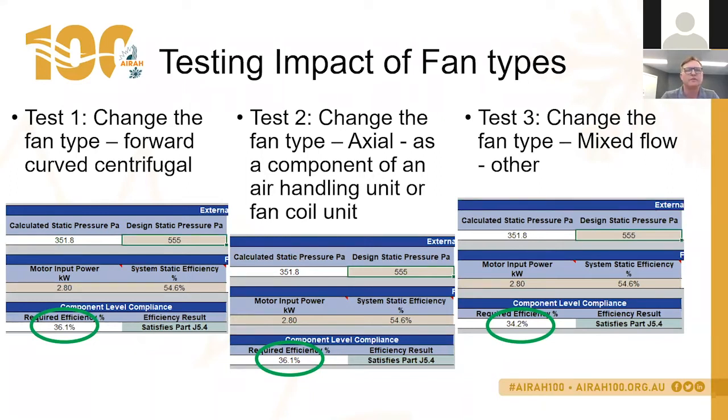So just doing a little bit of testing and playing around and looking at different fans. If we look at using a forward curved, so the fan that we were using was a backward curved centrifugal. For a forward curved centrifugal, we actually have a required efficiency of only 36.1%. If we change it to an axial, it ends up being the same. And if we look at a mixed flow fan, the required efficiency drops even lower. So it does depend on the type of fan as to what minimum efficiency you need for that particular fan.